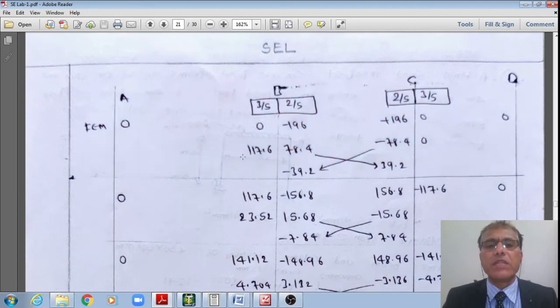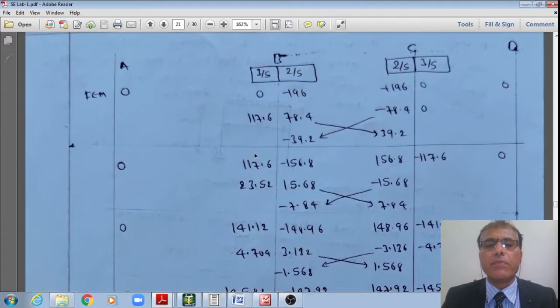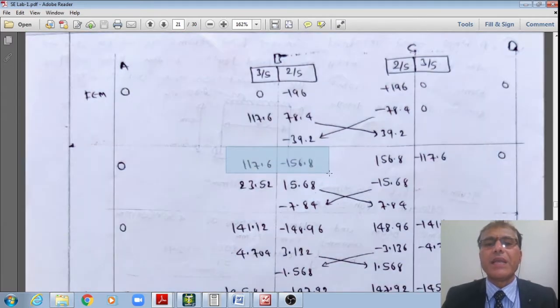Therefore, at the end of this one cycle, now I'll sum up all the moments, student. At joint A, 0, right? At joint B, these are the moments, right? In member BA, I do have plus 117.6. In member BC, I do have minus 156.8. Similarly, at joint C, I do have plus 156.8, and in member CD, I do have minus 117.6, right? Whereas at joint D, or in member DC, the moment is equal to 0. However, we can see that there is still unbalanced moment, to the tune of minus 156.8 and 117.6. Therefore, the difference of these two multiplied by 3/5.